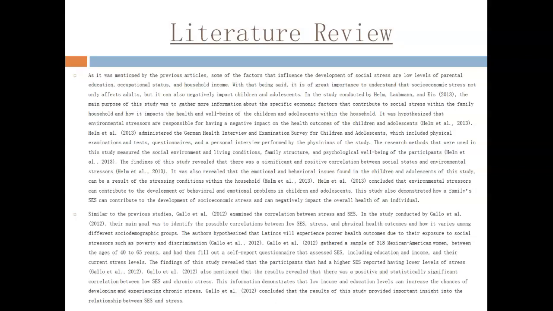The findings of the study revealed that the participants that had a higher SES reported having lower levels of stress. Gallo et al. also mentioned that the results revealed that there was a positive and statistically significant correlation between low SES and chronic stress. This information demonstrates that low income and education levels can increase the chances of developing and experiencing chronic stress. Gallo et al. concluded that the results of the study provided important insight into the relationship between SES and stress.